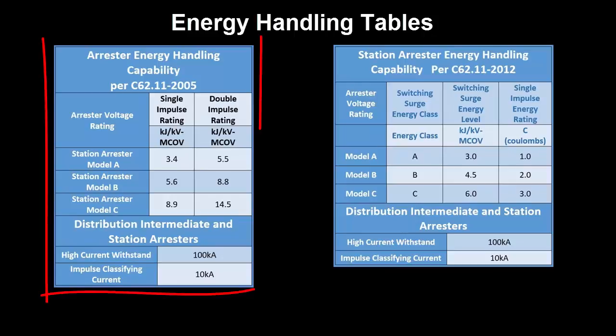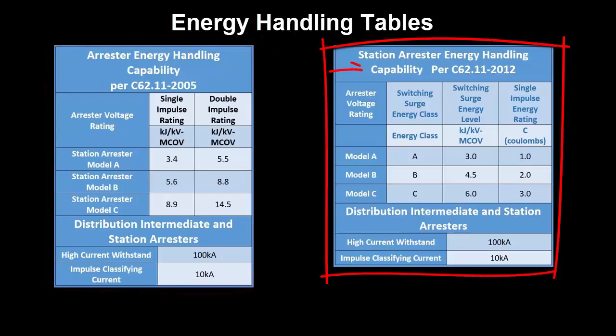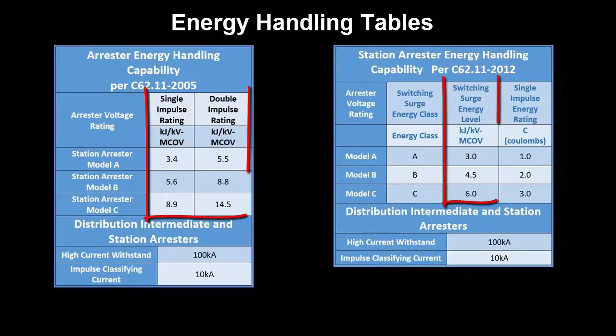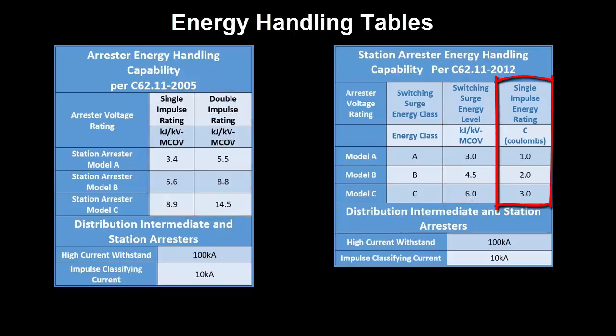Some older datasheets will be similar to the table on the left, while the same arrestors rated under the new system may look like the table on the right. In the past, station arrestors have only had one energy rating in kilojoules per kV of MCOV, while now they have an additional rating that is a measure of the maximum current they can carry from a surge.